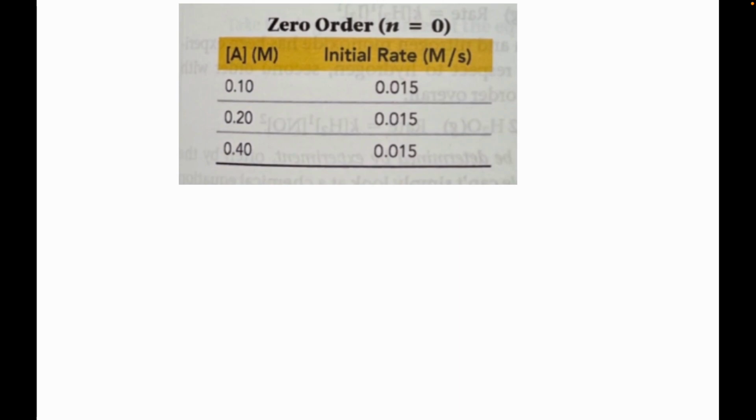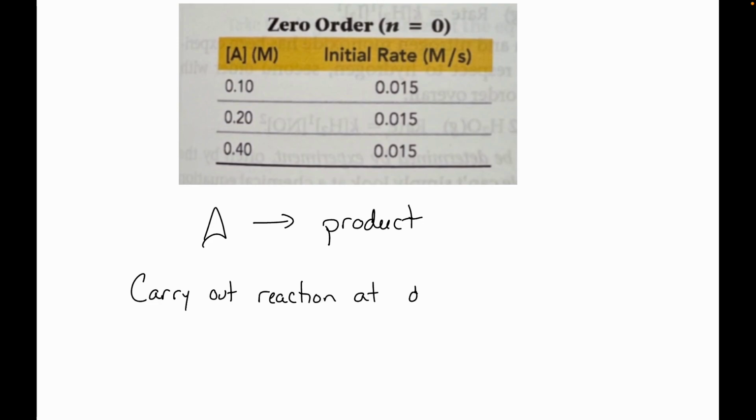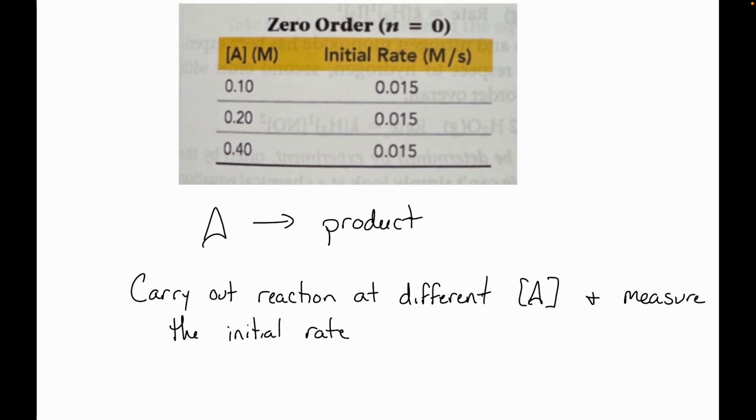All right, where I had my A being converted to product. And how these sort of experiments work is we're going to carry out this reaction at different concentrations of A and measure the initial rate of that reaction.